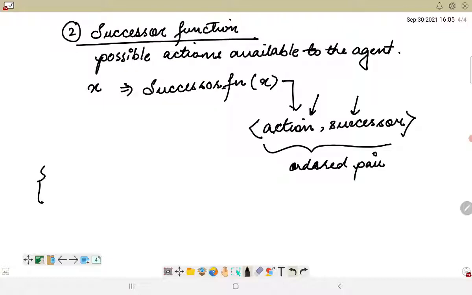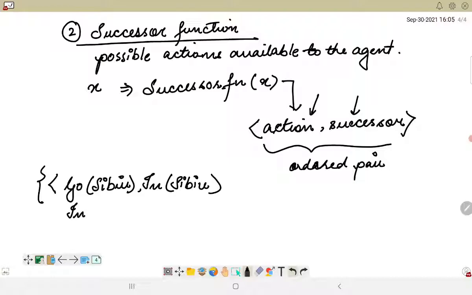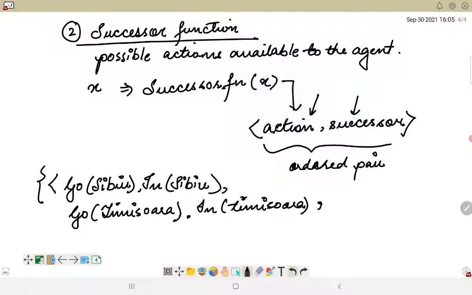So what will the successor function return? It will return an ordered pair saying: go Sibiu, then he will be in Sibiu. The second option might be go Timisoara, and if he does this action, the successor will be in Timisoara. And the last option may be go Zerind, and its successor would be in Zerind.